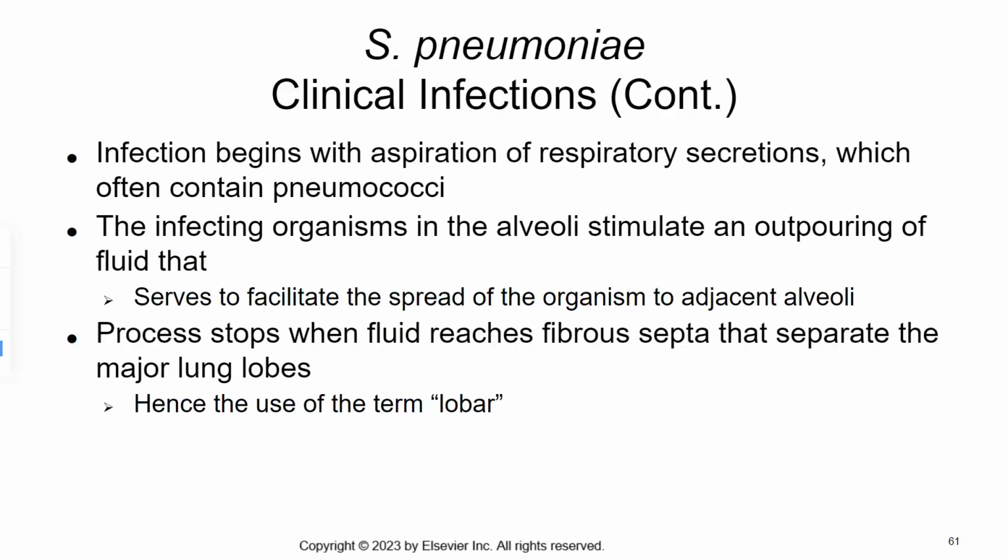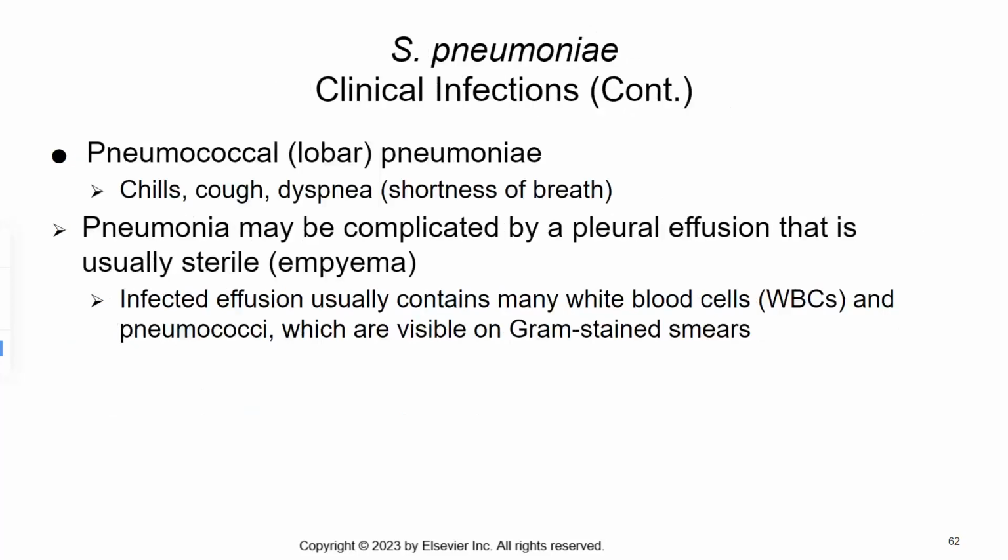Infection begins with an aspiration of respiratory secretions, which often contain pneumococci. The infecting organism in the alveoli stimulates an outpouring of fluid that serves to facilitate the spread of the organism to adjacent alveoli. The process stops when the fluid reaches fibrous septae that separate the major lung lobes. Pneumococcal or lobar pneumonia presents with chills, cough, dyspnea, which is shortness of breath. Pneumonia may be complicated by pleural effusion that is usually sterile.